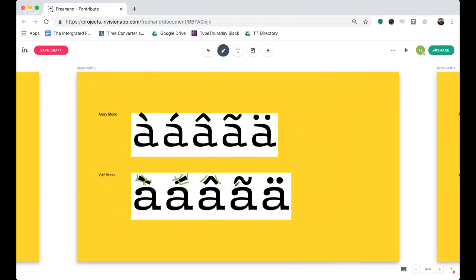And notice the angled approach in the terminals of Array versus the verticalness of Vulf. This is mirroring what we saw in other forms, or the ideas from the other letter forms we saw in the project. And notice the closeness of the dieresis over here versus the farness in this one over here.